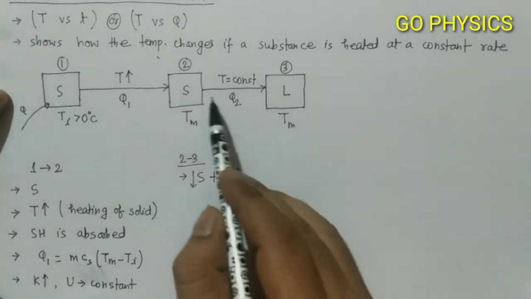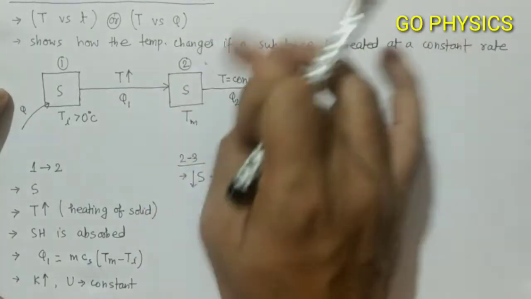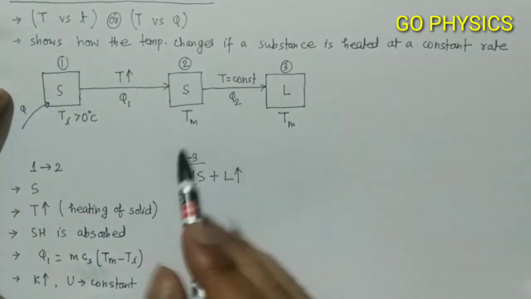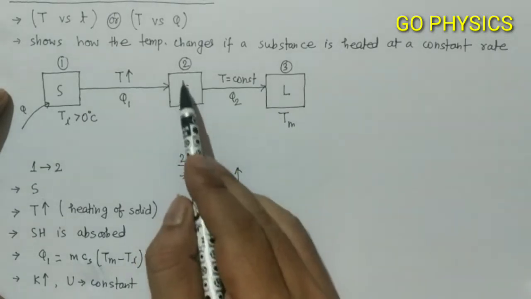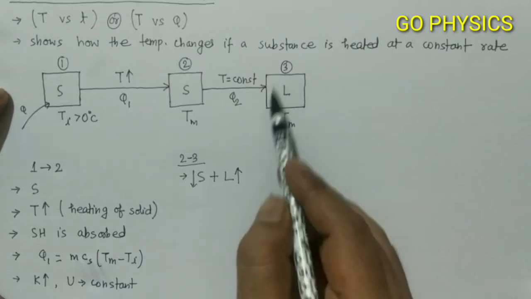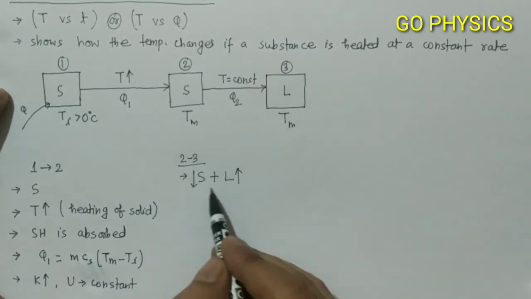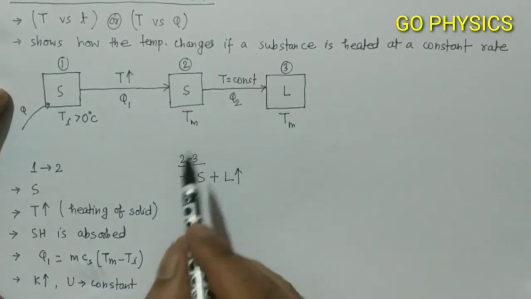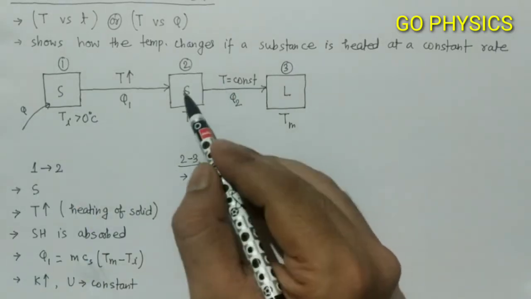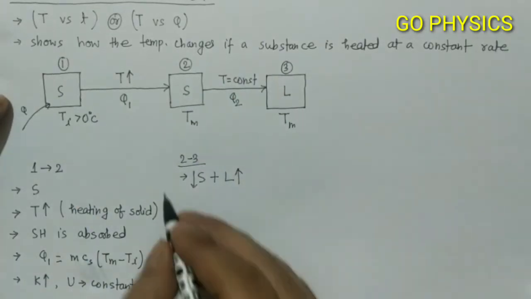This is with an intermediate state between 2 and 3. At state 2 we will have only solid in the system, and at state 3 we will have only liquid in the system. We will have solid plus liquid at any intermediate state between 2 and 3.